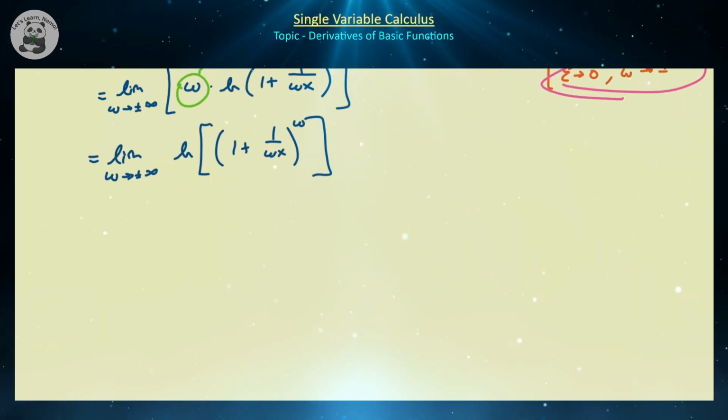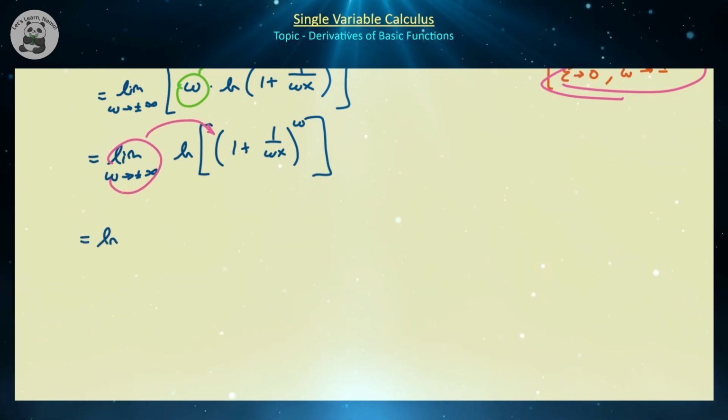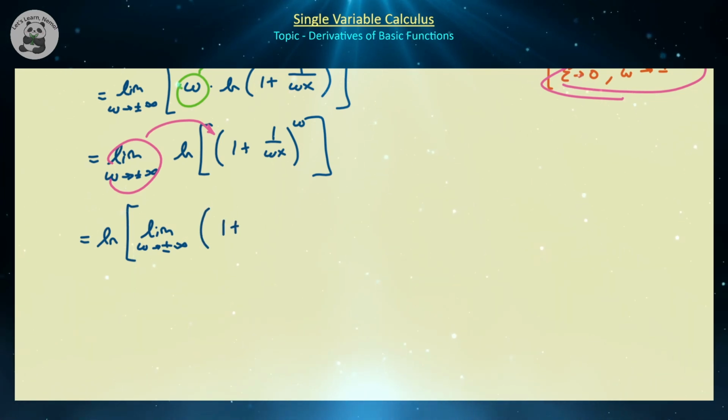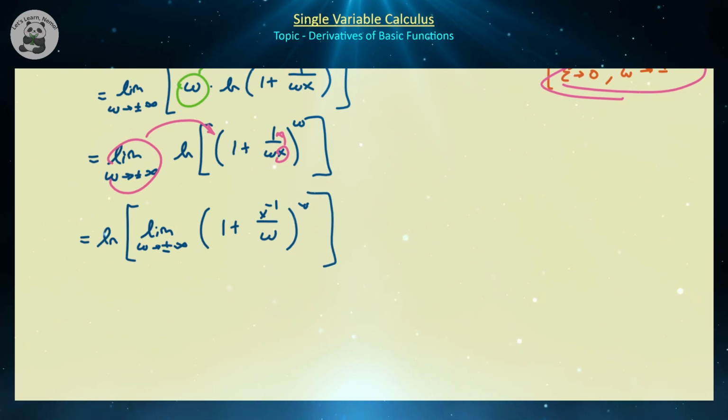Now we know that the limit of a composition of functions is equal to, as long as there's no variables that we're passing over in terms of omega, this limit can pass inside of this natural log. So we're just going to be left with the natural log of the limit as omega approaches plus or minus infinity of 1 plus, and let's actually rewrite this x on the top. Let's write that as x to the minus 1 divided by omega to the power of omega.